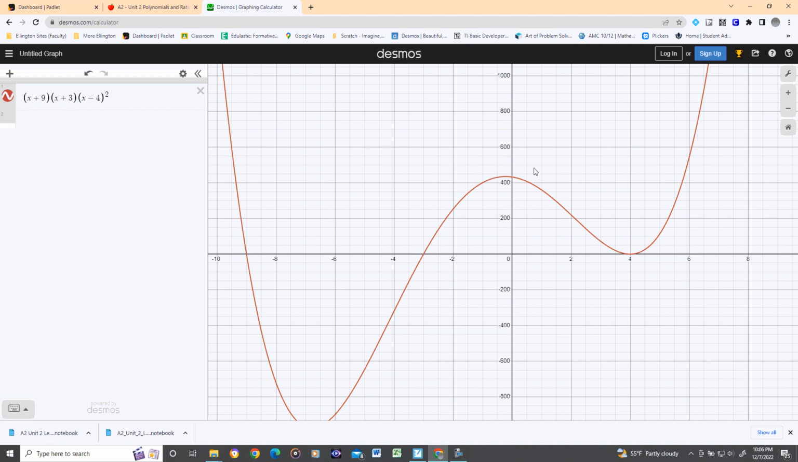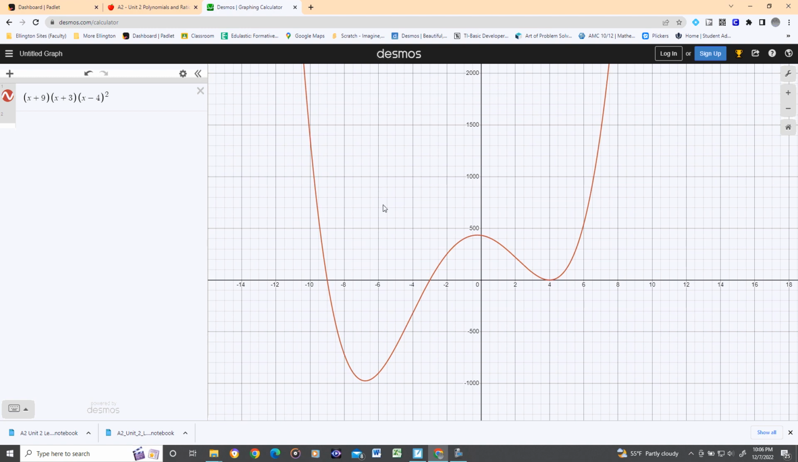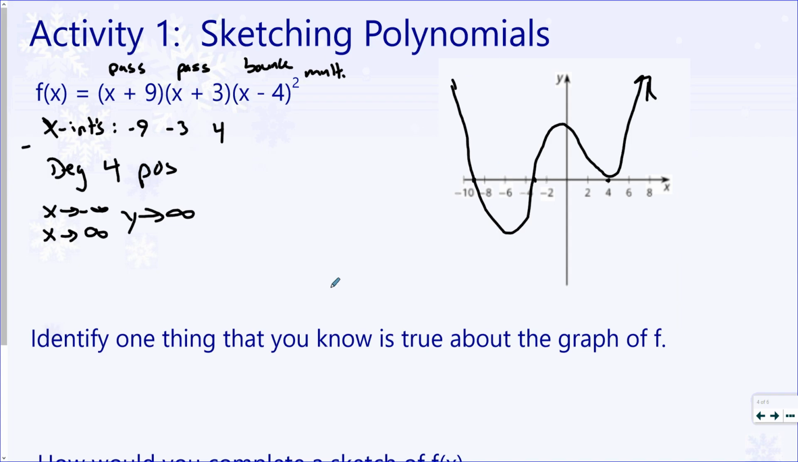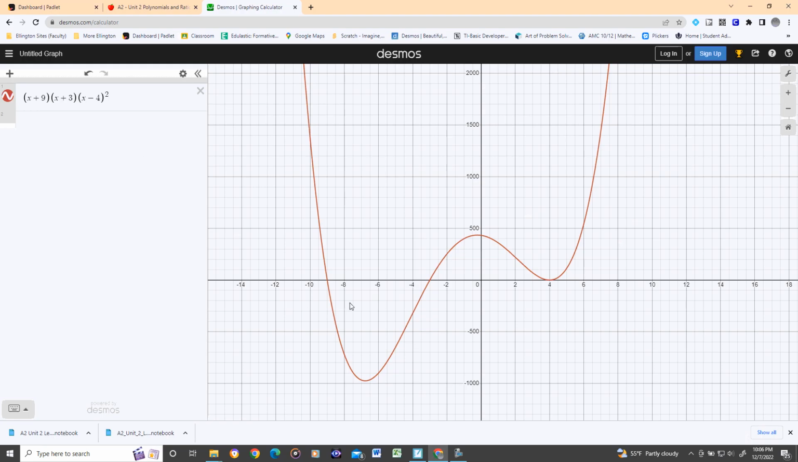Okay, 432. I was almost there. I said 442. Okay. So let's take a look at this function. Hey, look at that. Now, how well do we match? I think we did a pretty good job there. I forgot the arrow on that part, but that is not too bad at all.